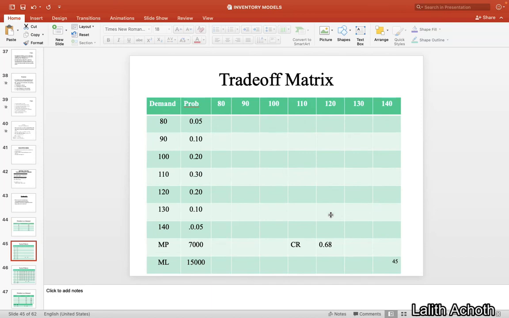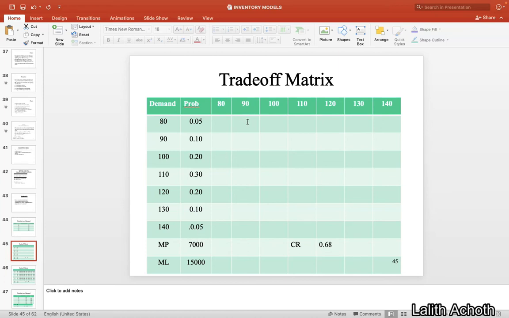So what we do is we arrange it like this. We have the demands, then we have the probabilities of those demands, and here I've just kept the marginal profit, the marginal loss and the critical ratio. We'll use it later. Now this is the inventory that he has. Supposing he has an inventory of 100 and the demand is 80, he'll sell 80 tons and make a profit of 7,000 rupees a ton. So the value that he enters here will be 80 into 7,000.